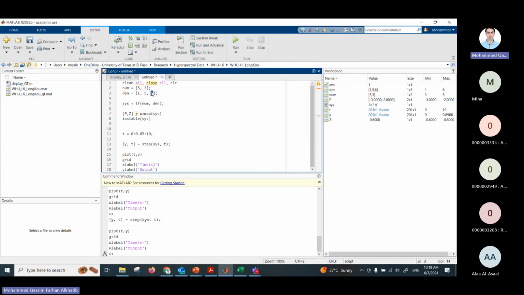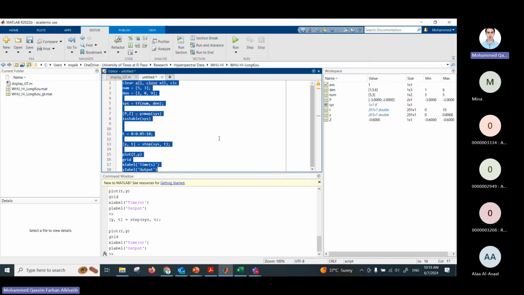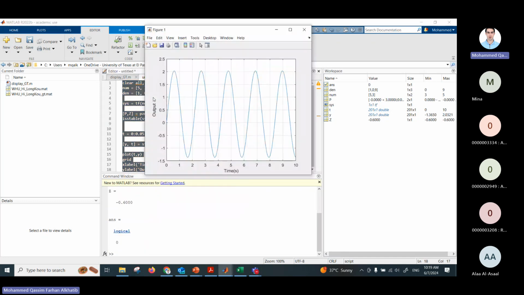Let's try something like this, 9, and I have a 0 here. So we have s squared plus 9. I'm not sure how the system will behave, I think this is the case of marginal stable. I have two poles at -j3 and positive j3. In this case, see the output, it oscillates. It does not die out when time is infinity, so we cannot call it stable. At the same time, it does not go to infinity when the time goes to infinity. So it's neither stable nor unstable. This is what we call marginal stable.